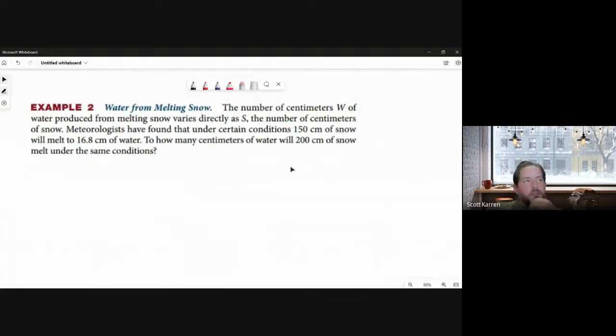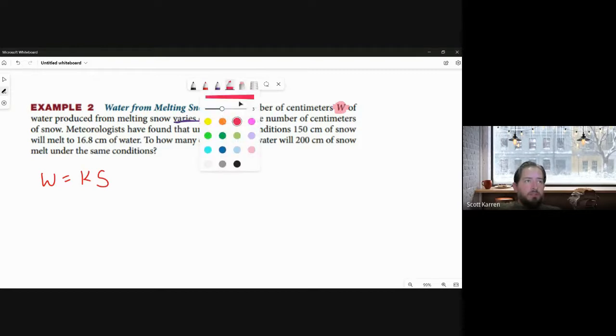So here's an application of that. Water melting from snow. The number of centimeters, denoted by W, of water produced from melting snow varies directly as S. And so since they tell us right there it varies directly, I know that my equation is that W varies directly as S. So I'm going to say that it's W equals K times S.